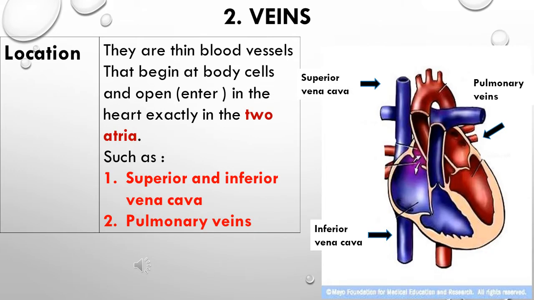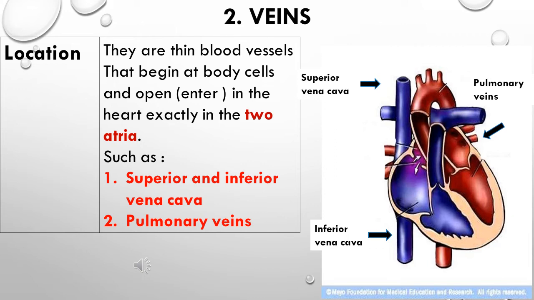The second type of blood vessels is veins. Veins means أوردة. They are thin blood vessels. We have said that arteries are thick blood vessels, but veins are the opposite, they are thin blood vessels. Where is their location? They begin at the body cells and enter the heart exactly in the two atria.